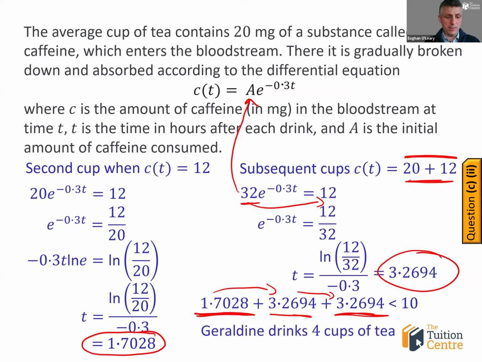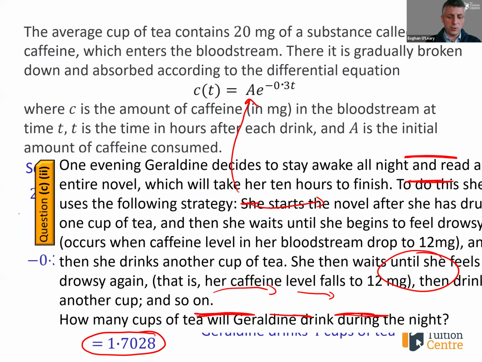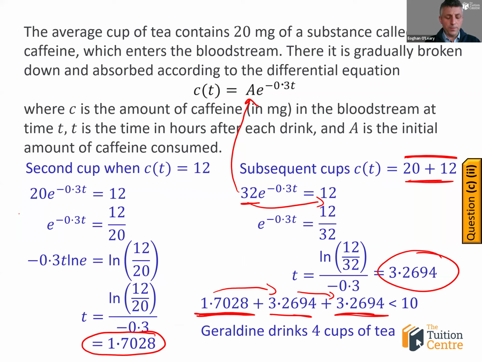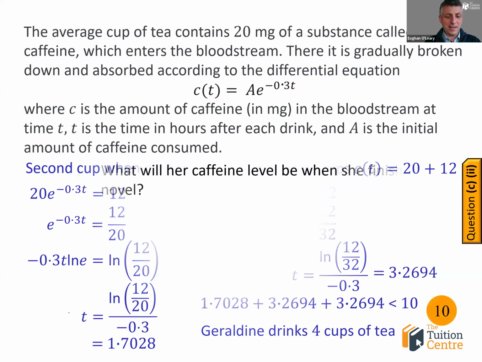Okay. But is she going to drink the fourth cup of tea? Geraldine drinks 4 cups of tea. Let me just have one look at this. Because we have to look at the question again, just to be sure on this. How many cups of tea will she drink? So she drinks 1. Then after 1.728 hours, she drinks the second one. So that's my second cup. She drinks a third cup, and she does drink the fourth cup. She drinks the fourth cup of tea, okay? But she won't get to drink a 5th cup. And then I think there's a last part in it.